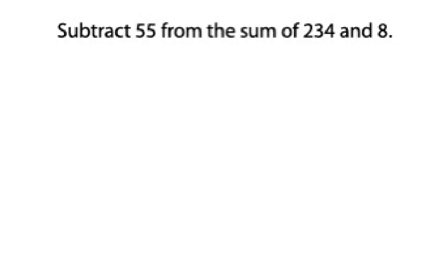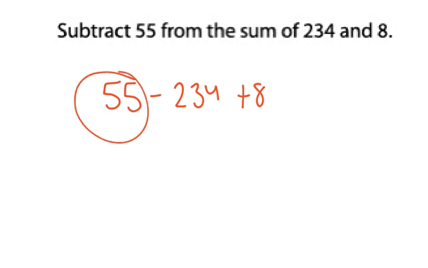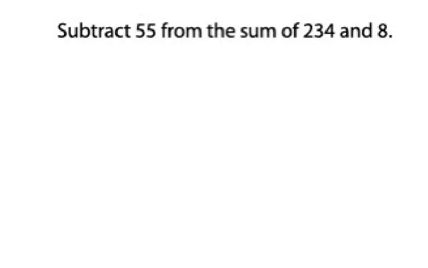Last one. Subtract 55 from the sum of 234 and 8. So this is why you need to think as well. Because if you just started looking at this, like 55 minus 234 plus 8, right? When you subtract this, it's not going to be right because this is your smaller number. So let's go back and check. So first let's look. We're going to find the sum of 234 and 8. Sum means to add, right? And then it says subtract 55 from that sum. So let's put these in isolation.